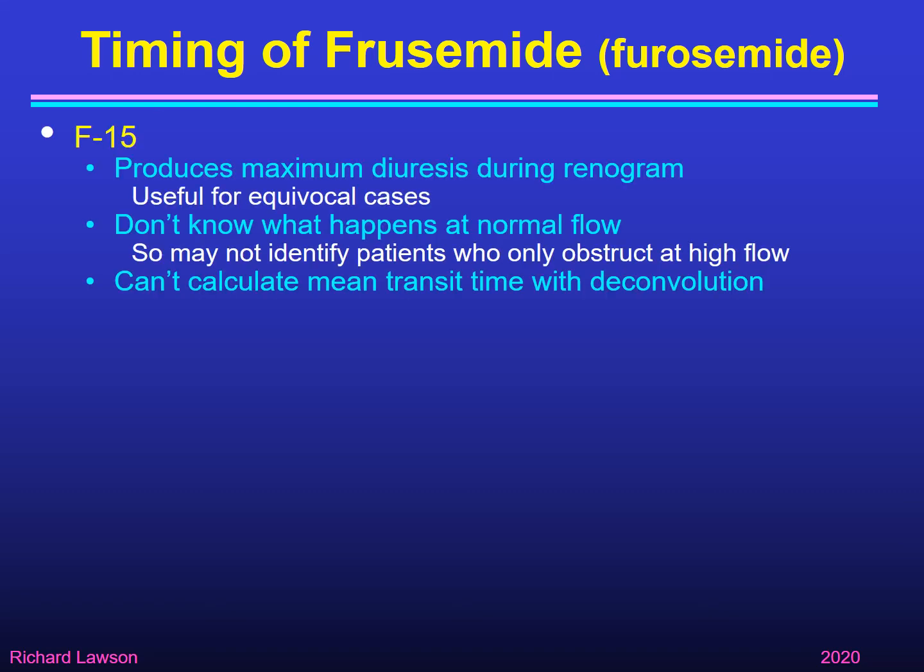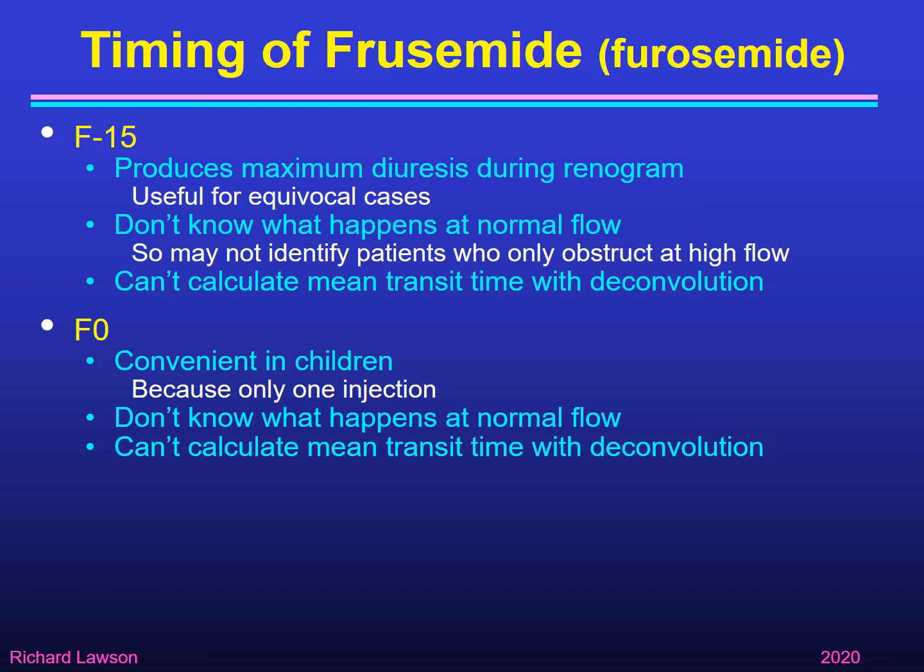F-15, where you give frusemide 15 minutes before the start of the renogram, is useful because it produces the maximum diuresis at the time of the renogram, so it's useful for follow-up of equivocal cases to push the system to its limits. The snag is that you don't know what happens at normal flow, so on its own it may not identify patients who only obstruct at high flow, because you don't see what happens at normal flow in these patients if you only have F-15. The other problem is you can't calculate the mean transit time with deconvolution, as I've already explained, because I don't believe that you can guarantee the flow rate is constant even 15 minutes after frusemide.